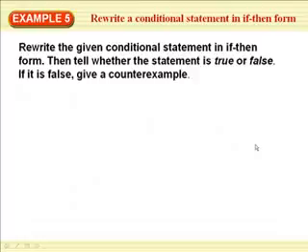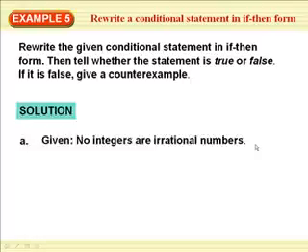Rewrite the given conditional statement in if-then form, then tell whether the statement is true or false. If it is false, give a counterexample. Given: No integers are irrational numbers. So we're supposed to write an if-then statement for this. Their solution says, if a number is a fraction, then it is not. We're supposed to make a statement.